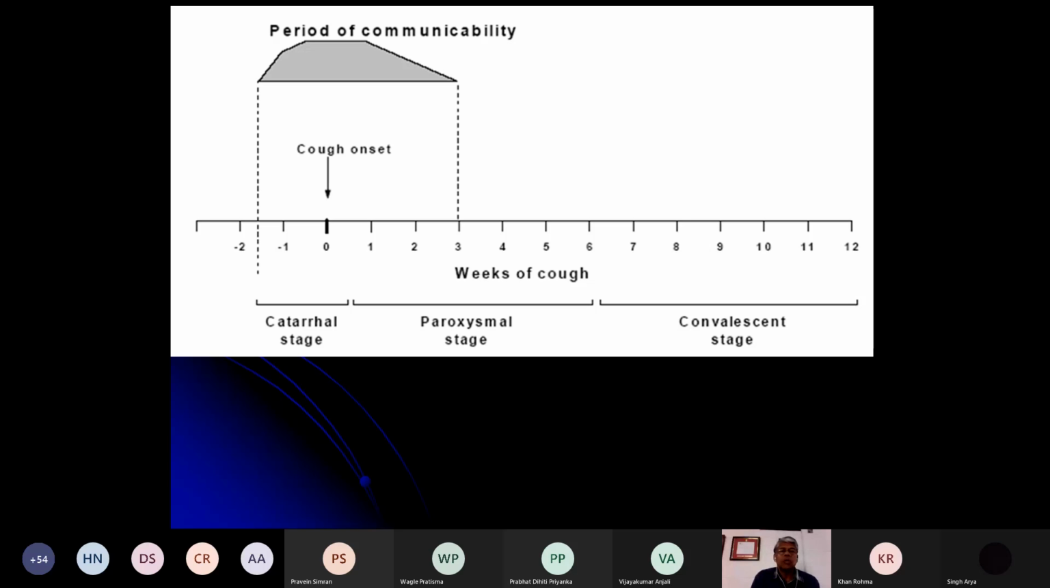And diagnosis during this stage is not so easy. And that is the reason that we may take it as, oh, it's a common cold, it's just a mild cough. And that is the time when the child is going to school or is playing with his friends and transmitting the bacteria to everybody. After that comes the paroxysmal stage. Paroxysmal stage is called so because of the paroxysms of cough.